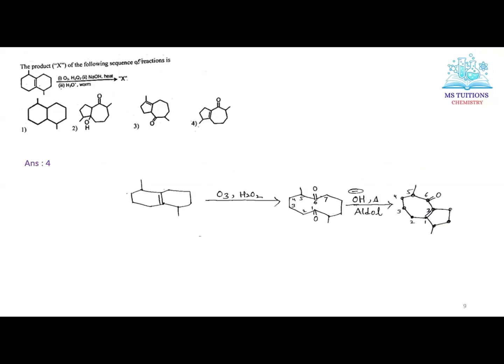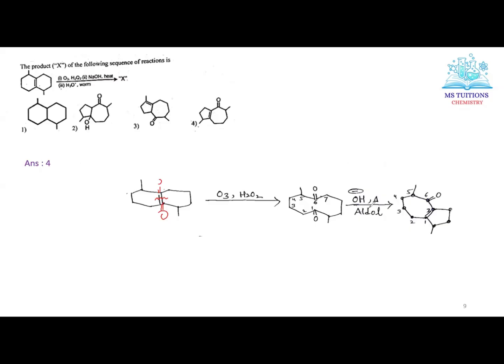The product X of the following sequence of reactions, this reactant is given. The reactant reacts with O3/H2O2, which means it undergoes oxidative ozonolysis. So first we are applying the oxidative ozonolysis. What happens here? This bond will break, and here a double bond O and here a double bond O should come. So this is the product, and it then reacts with OH minus followed by heating.